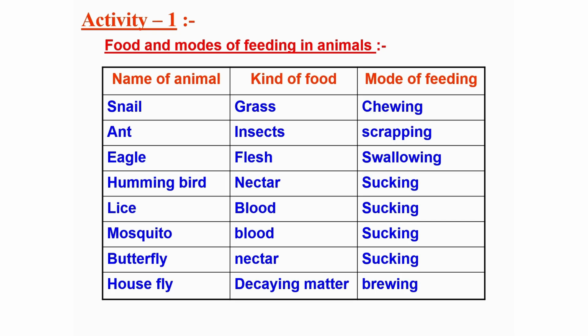Hummingbird. Kind of food is nectar and mode of feeding is by sucking. Lice. Kind of food is blood and mode of feeding is by sucking. Mosquito. Kind of food is blood, mode of feeding is by sucking. Butterfly. Kind of food is nectar, mode of feeding is by sucking. Housefly. Kind of food is decaying matter, mode of feeding is by sponging.